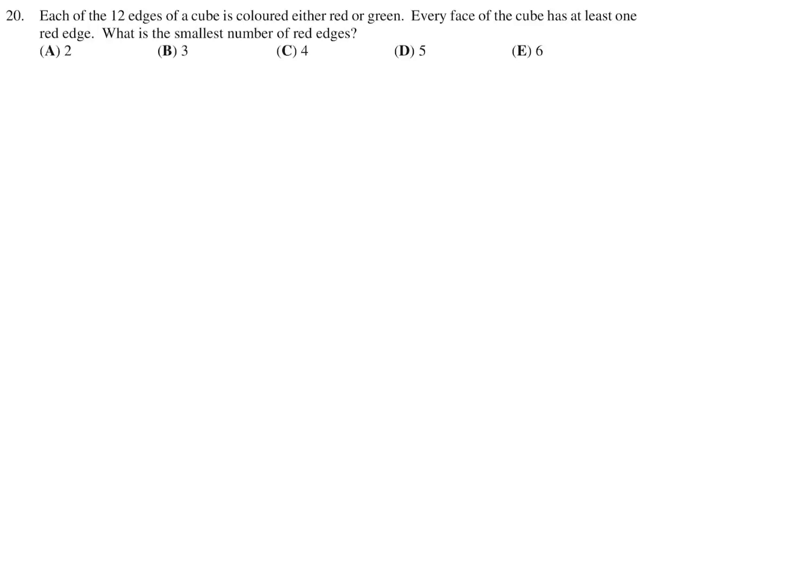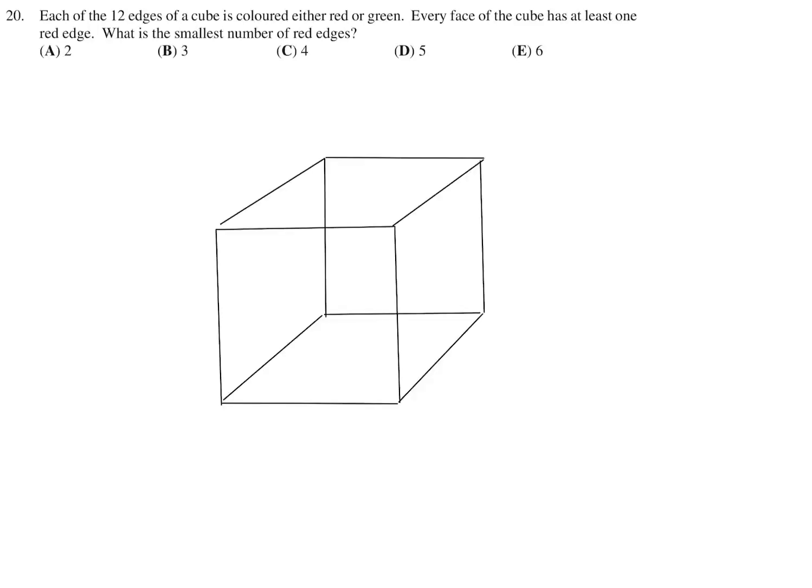Each of the 12 edges of a cube is colored either green or red. Every face of the cube has at least 1 red edge. What is the smallest number of red edges? All right, let's first draw a cube. All right, so here is our cube, and each edge, so this is an edge right here, okay?